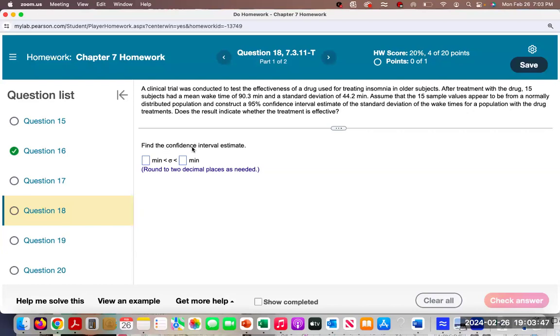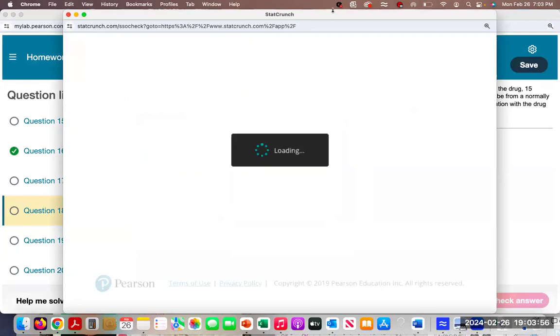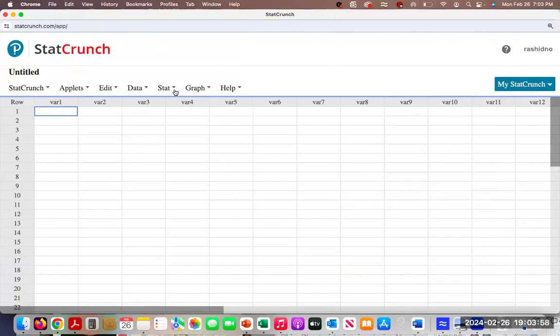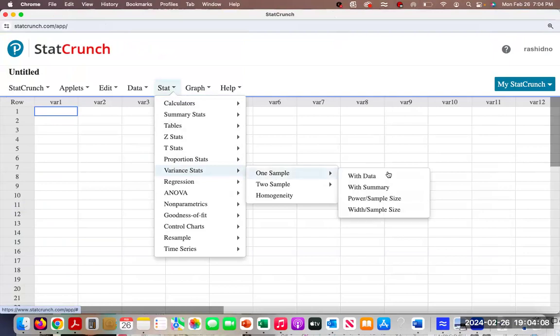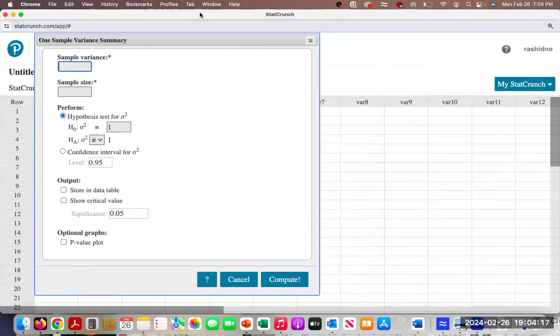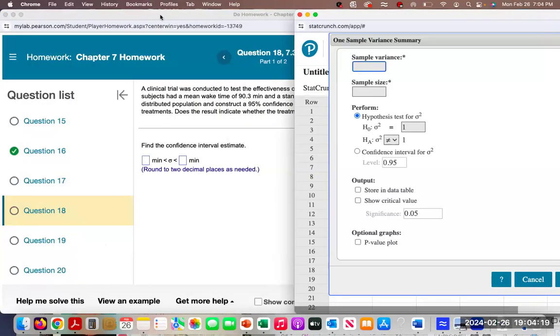So we want to find the confidence interval to estimate the standard deviation. So let's go ahead and use StatCrunch. To find the confidence interval for standard deviation, we have to use variance, stat, one sample, with summary, since we only have the summary, we don't have the actual data. So we're going to have to work with variance. Let's enter all the information that we have.